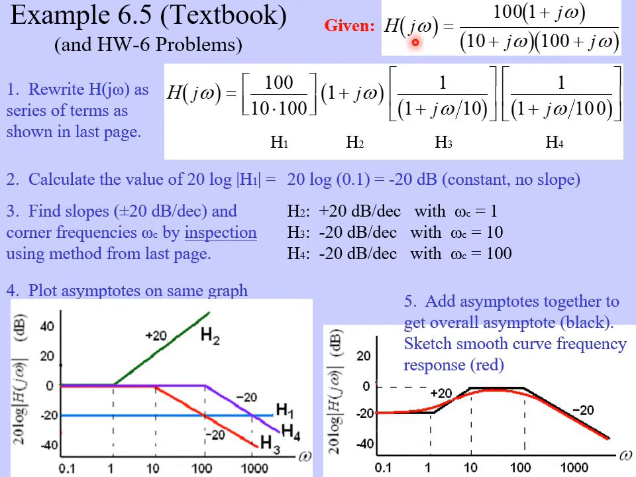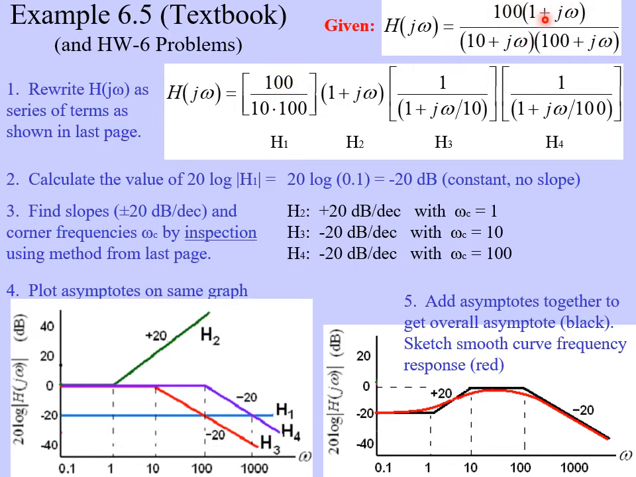So you're given the following frequency response. H of j omega is equal to 100 times quantity 1 plus j omega over 10 plus j omega times quantity 100 plus j omega. So remember, the goal here is, let's first take this 100 and put it out in front here.